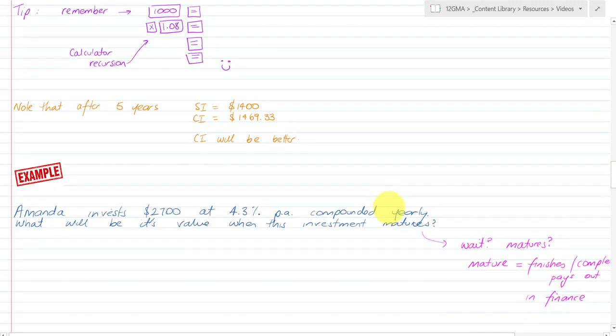Now here's something interesting as well. After 5 years in the same investment, same rate, simple interest was 1,400, compound interest was 1,469.33. That should always be the case for these savings account situations, because with compound interest, you are earning interest on your interest. So compound interest is better in the long run in that respect.